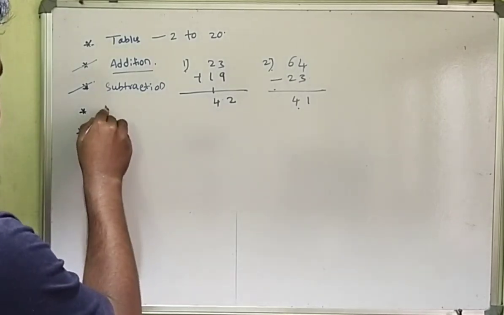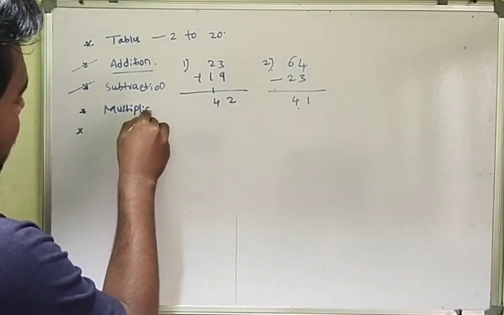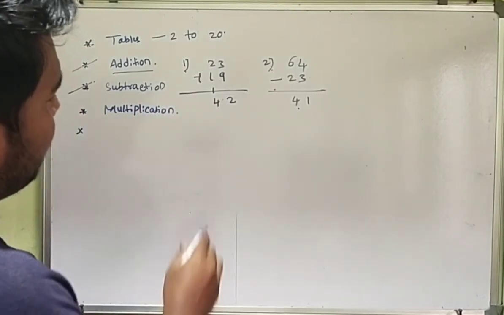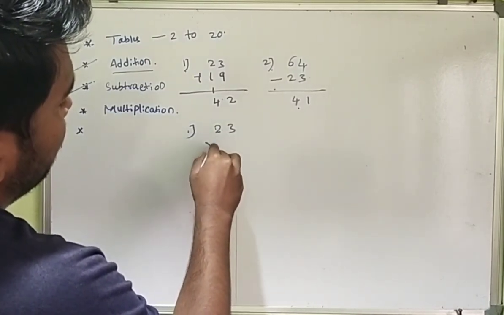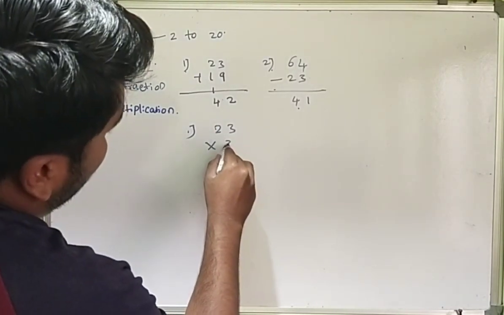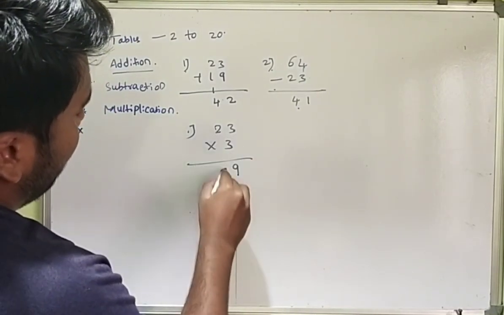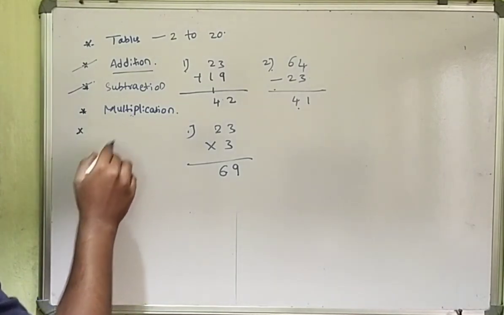Next operation is multiplication. Just to take one example, I will take 23 into 3. Okay, so 3 3s are 9, again 3 2s are 6, that is 69. So this is a multiplication operation.